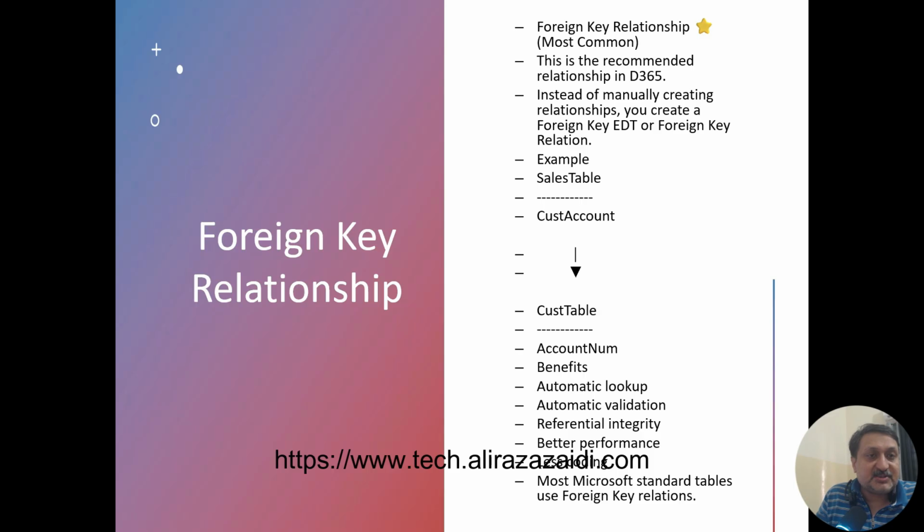Then comes the foreign key relationship. It's the most commonly used relationship between tables. Standard functionalities mostly use this. Instead of manually creating a relationship, you create a foreign key EDT and foreign key, which also helps with the foreign key relationship. For example, in the sales table, the customer account is a foreign key, and it relates with the cust table's account num, where account num is a primary key of the cust table.